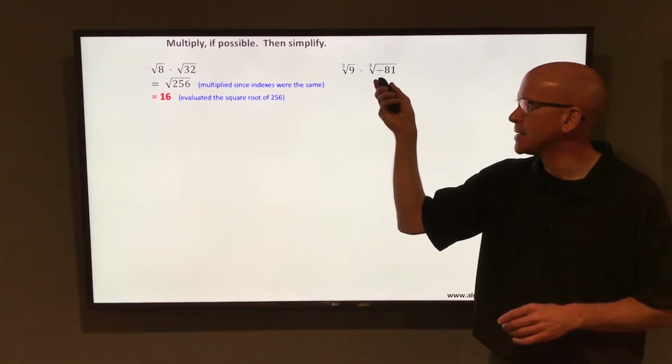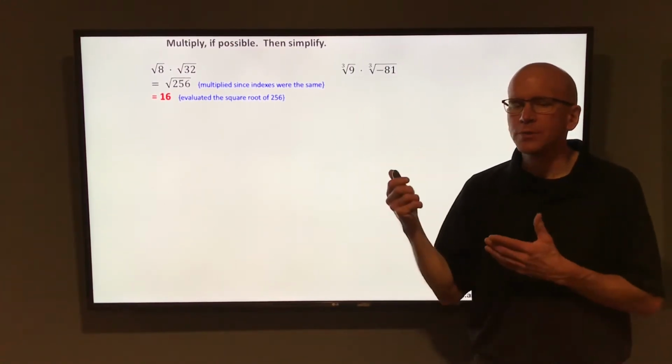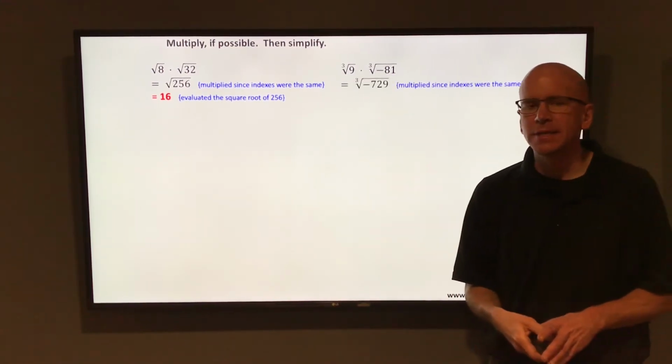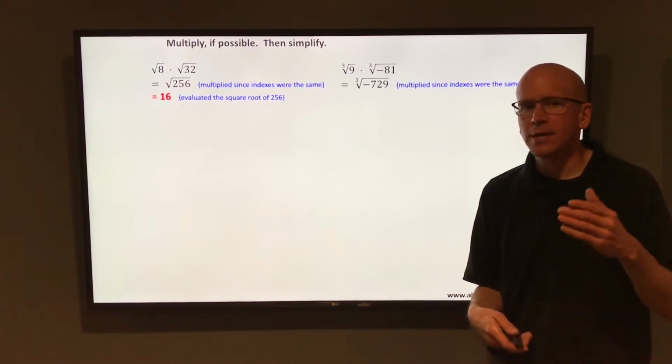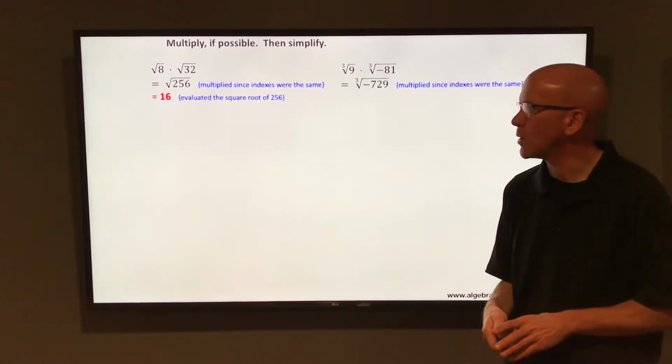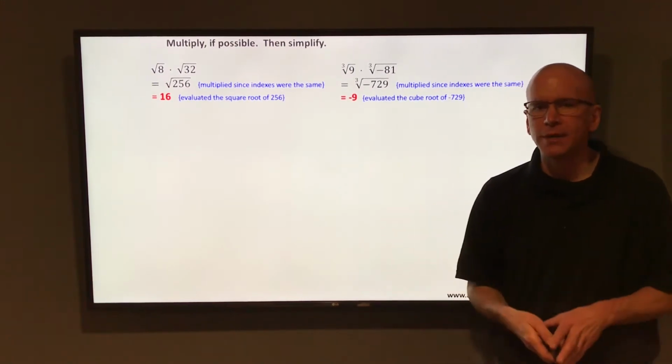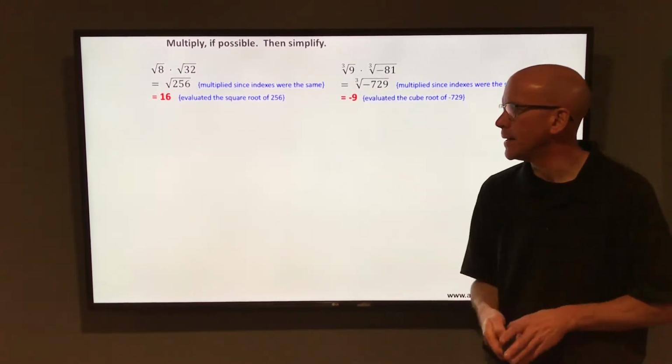Next, cube root of 9 times the cube root of negative 81. The roots are the same, both cube roots, so just multiply 9 by negative 81, that is negative 729. If you go to the calculator, type in the cube root of negative 729, that turns out to be negative 9. So if you multiply negative 9 by itself 3 times, that is negative 729.